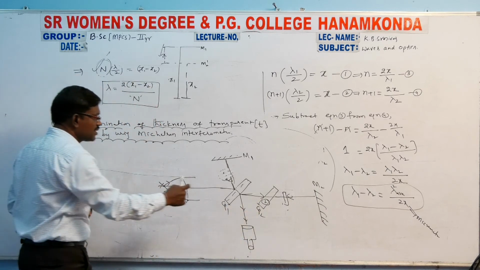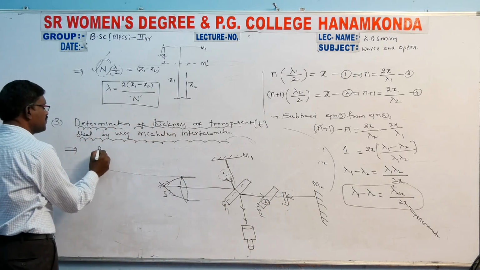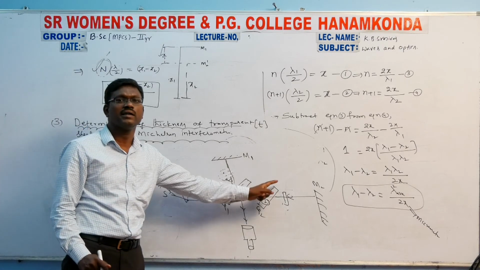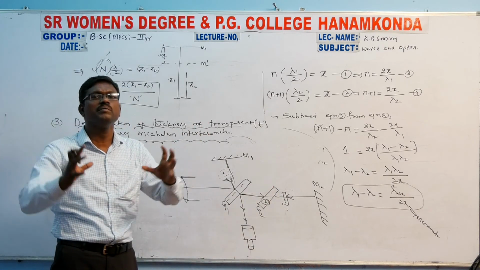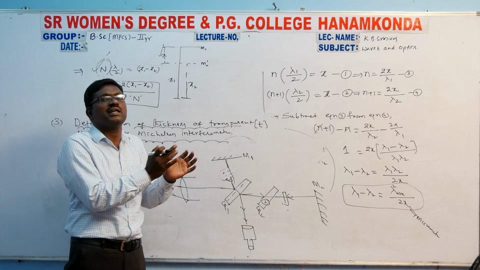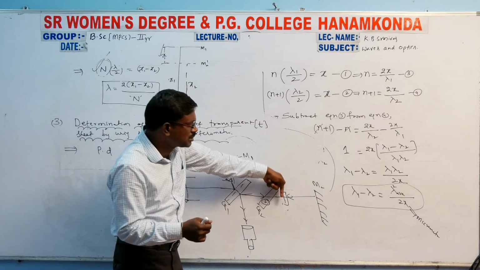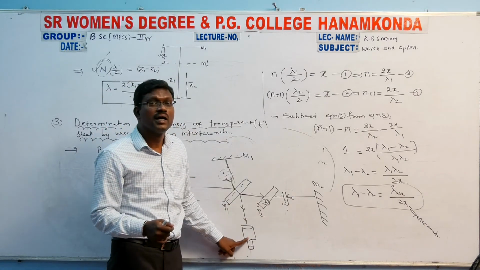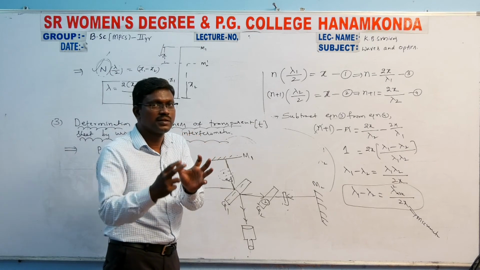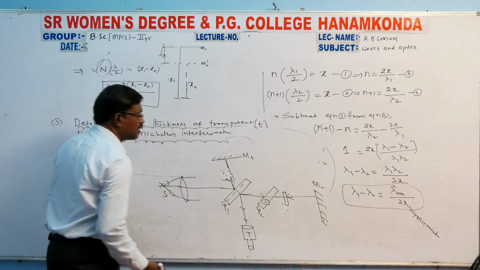So due to the introduction of this transparent sheet, definitely some path difference exists between ray 1 and ray 2, so that the fringes will be moved away from the center of the field of view. If I introduce this transparent sheet, I can observe that the fringes are a little bit displaced. Clear? That is by using my telescope we can observe.